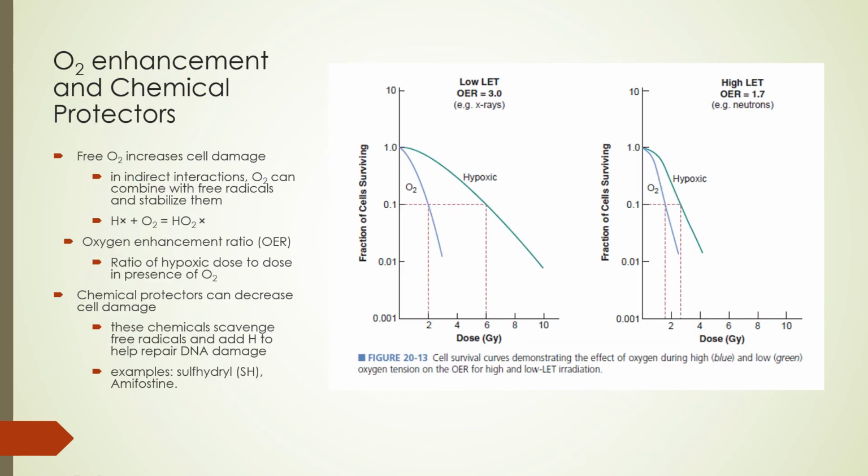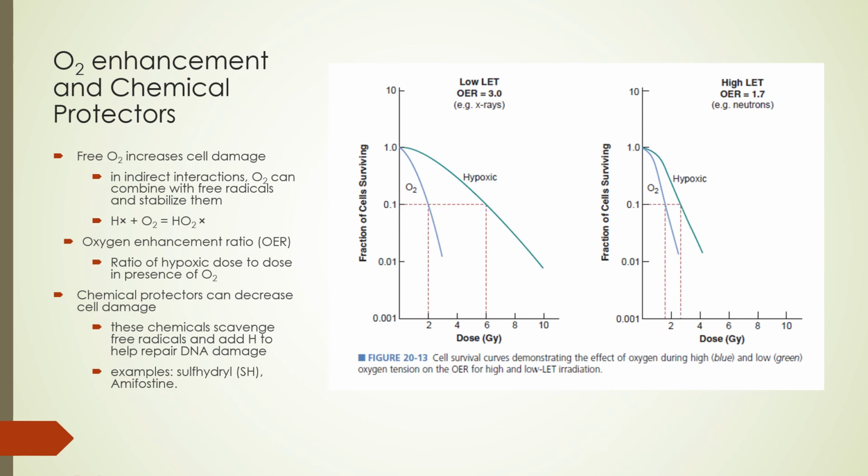Another factor affecting radiosensitivity of cells is the presence of oxygen. If free oxygen is present during radiation exposure, it can increase cell damage. As we discussed earlier for indirect interactions, free oxygen molecules can combine with the resulting free radicals. Once combined with oxygen, the free radicals are stabilized and cannot recombine to form water and neutralize. With increased number of free radicals comes an increase in DNA damage.